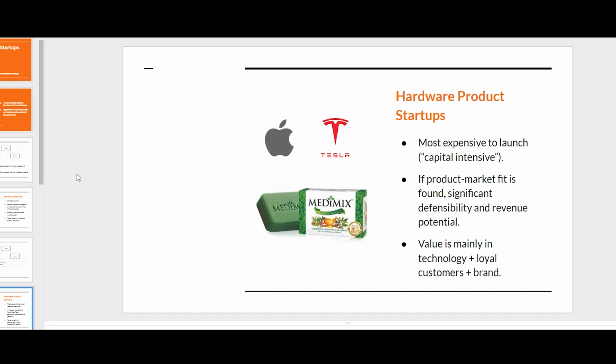The value is mainly in the technology or the product itself, the formula of say Colgate or Coke. That is the value, right? In this case, I'm calling it technology, but in the case of say Coca-Cola, the technology is the formula or the recipe itself. They have some loyal customers, and of course, as time goes on, these companies become brands. But one drawback is that these are the most expensive to launch. They're capital intensive because in order to get the formula right or the technology right, you need to spend more money.